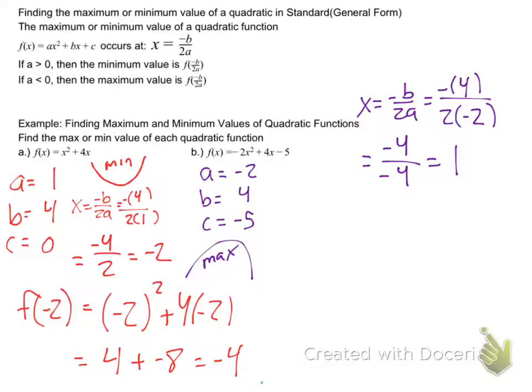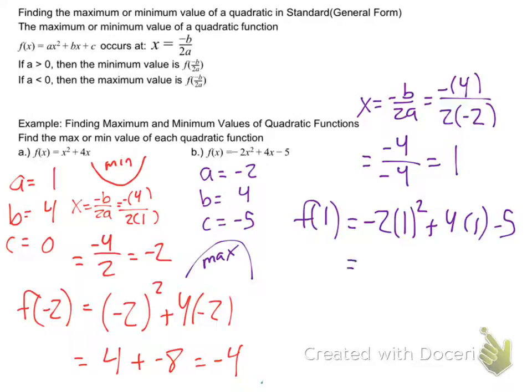Now what do I do? Half of 1. So it's negative 2 times 1 squared plus 4 times 1 minus 5. 1 squared times negative 2. Negative 2 plus 4 minus 5. We will end up with the value of negative 3.